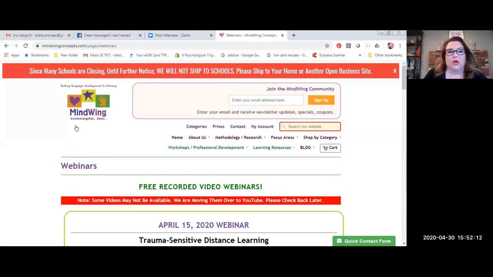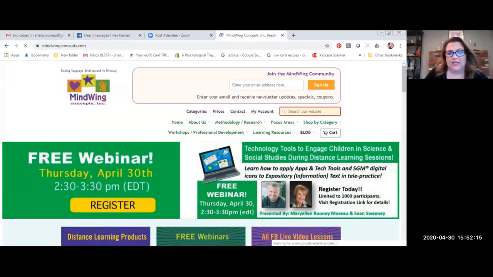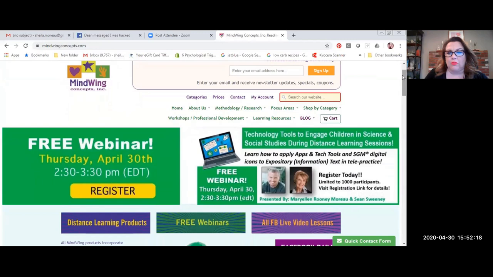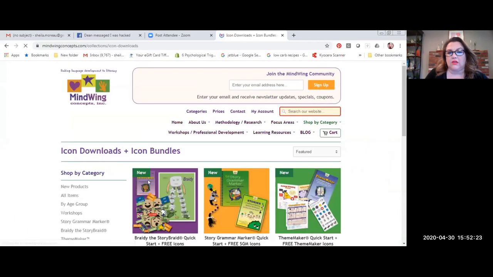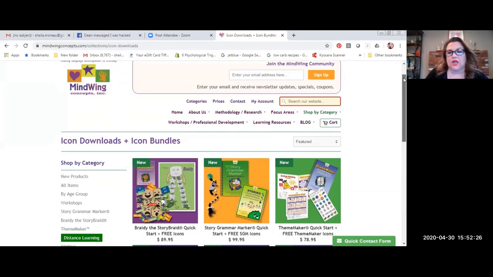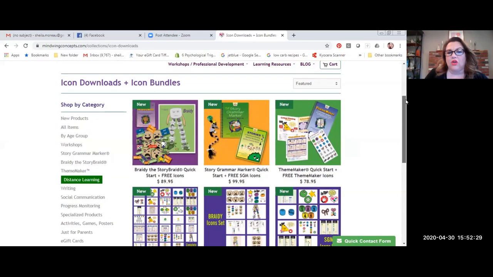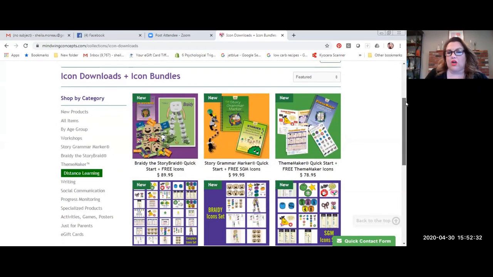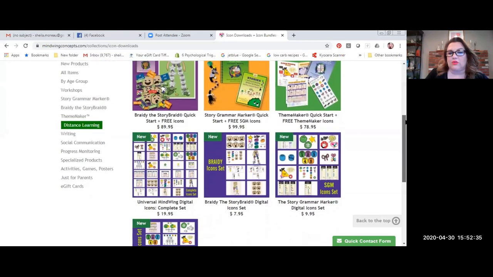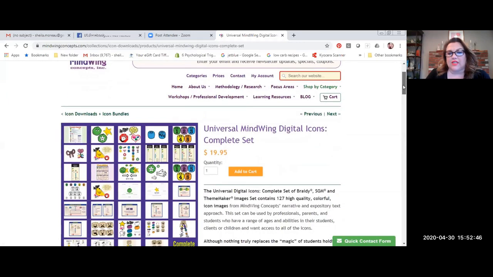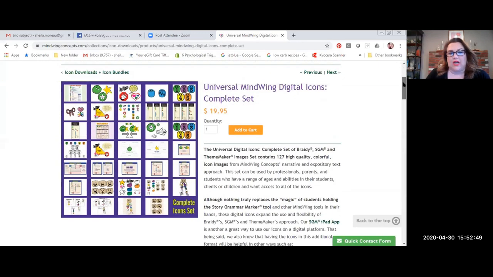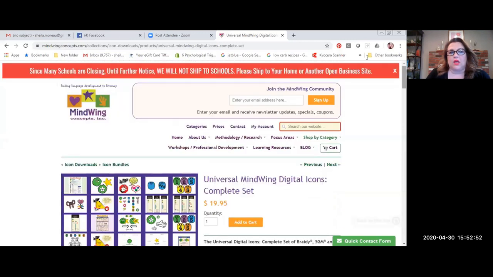And then the other thing people had a question about was how to get the distance learning products, like the downloadable icons. So that would be click distance learning, and then you'll see it comes up, and part of it is that we have free icons available with some of our kits. So we have our quick start kits with free icons, and then you have, these are all of our digital icons. So the Universal Digital Icons Kit is $19.95. It's got 127 icons total. And that's all of them.